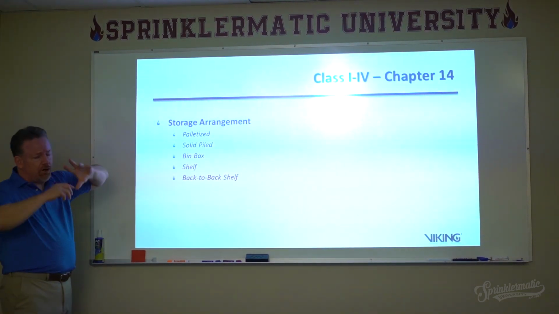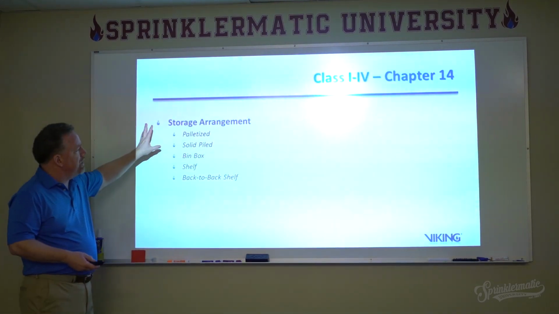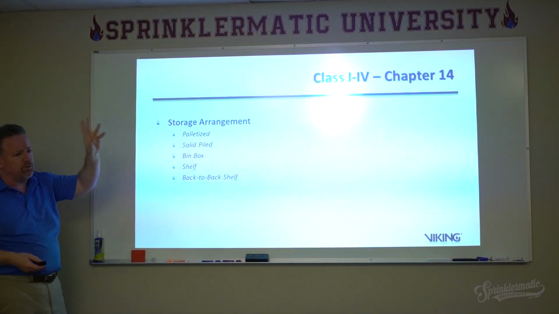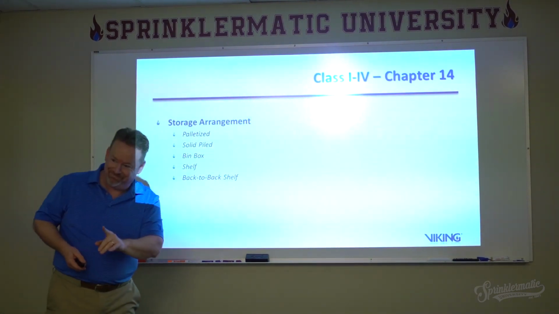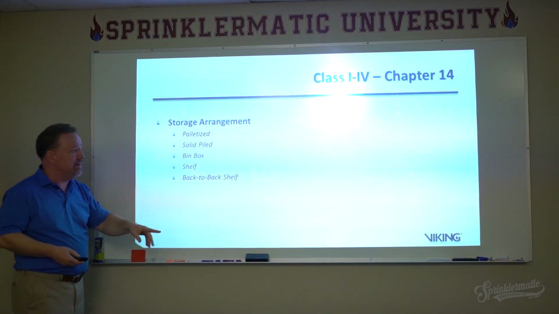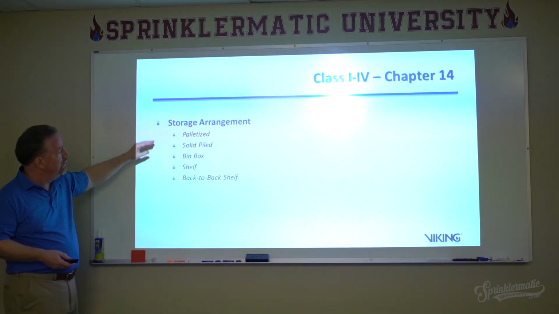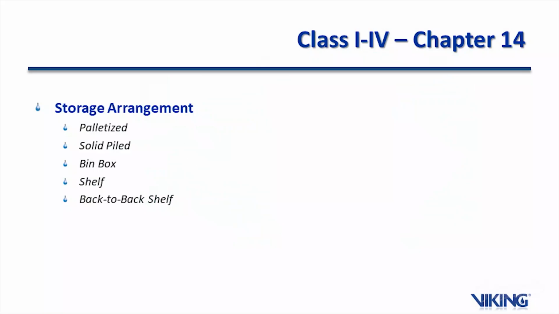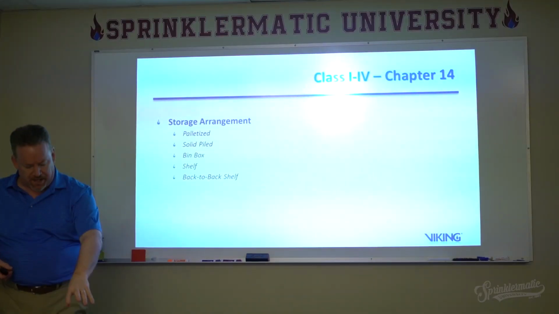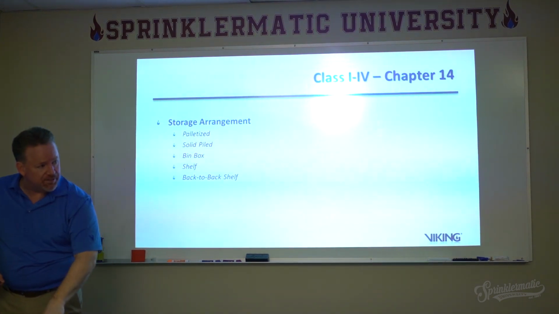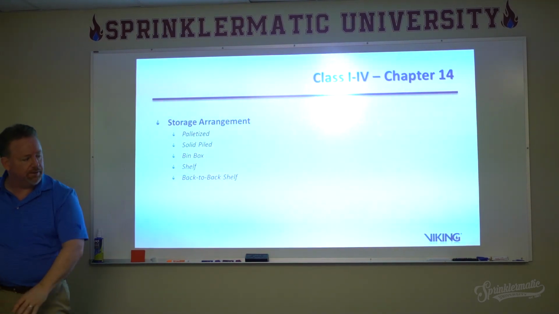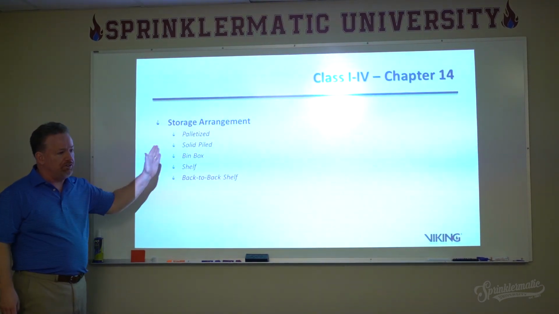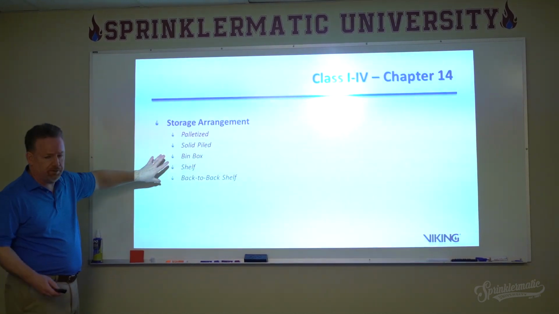Then when we get into all of the rest of this, Chapter 14 deals with class 1 through 4 commodities. And this is why it's important to get your commodities straight. Understand where your commodities are, because class 1 through 4 commodities, if they are palletized, solid pile, bin box, shelf, or back-to-back storage, go into Chapter 14. So I've identified my commodity, I've identified how it's being stored, I go to Chapter 12, and I go to Chapter 14. 12 and 14 for these particular items.